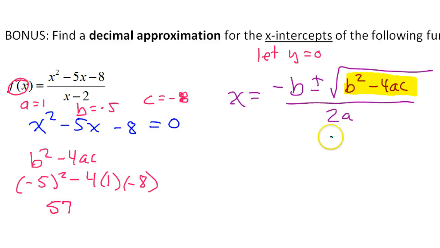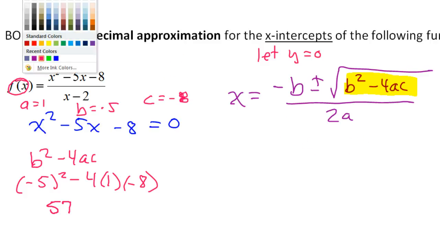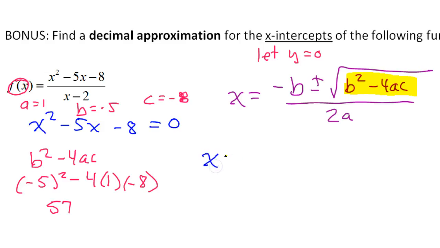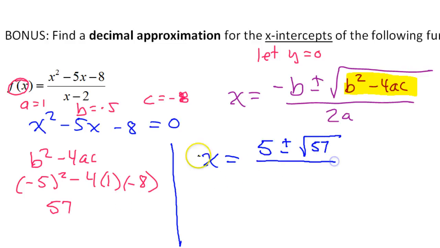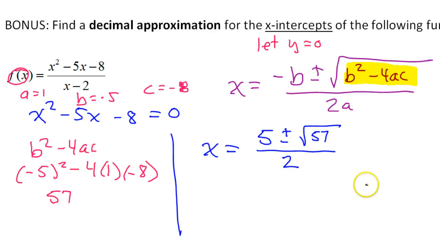So let's go ahead and do the rest of the quadratic formula. x is going to equal the opposite of b. b is -5, so the opposite of b is +5, plus or minus the square root of, we already did this part, 57, all over 2a. Well, a is 1, so 2a will just be 2. This will give us our x-intercepts.